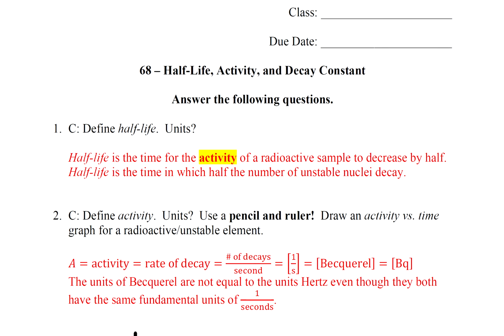Part C, what will be the initial activity of the sample? Here's your answer. Part D, how many radioactive atoms of this isotope will remain after 100 years? So first we got to find out how many seconds are in 100 years, and then we're going to use this equation.